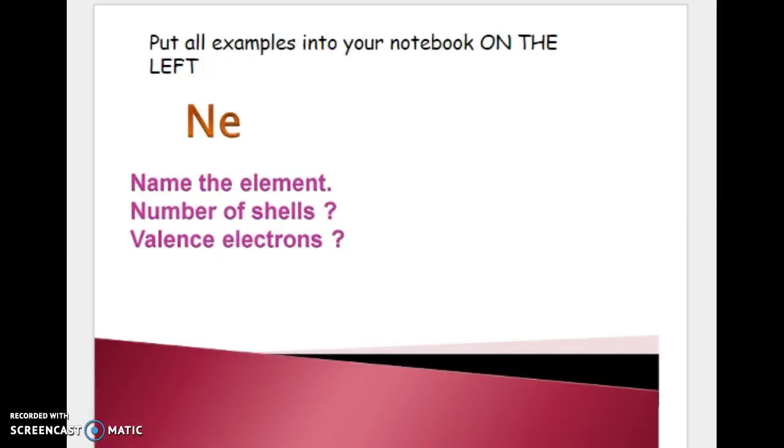Okay, so we are going to practice with this a little bit. I know we did some in class, but I wanted to give you a chance to practice on your own. So all of these examples are going to go on the left in your notebook. And again, you will need your periodic table, so even though you're done coloring, hopefully you still have it in front of you. And I'm going to just go through.